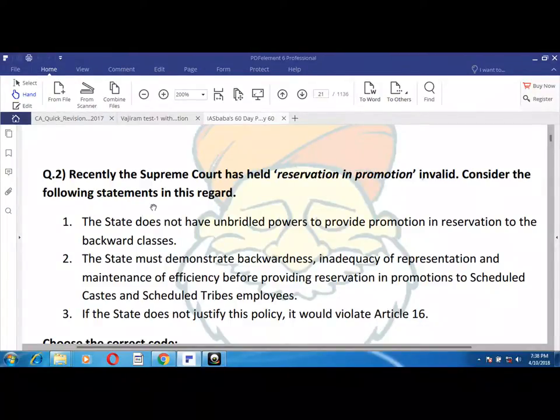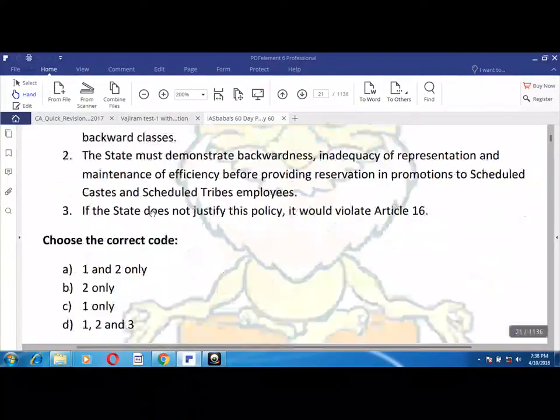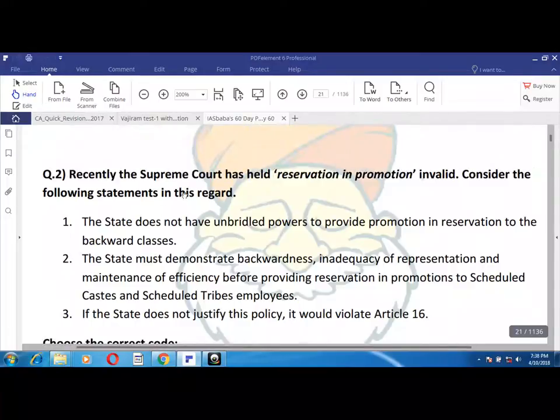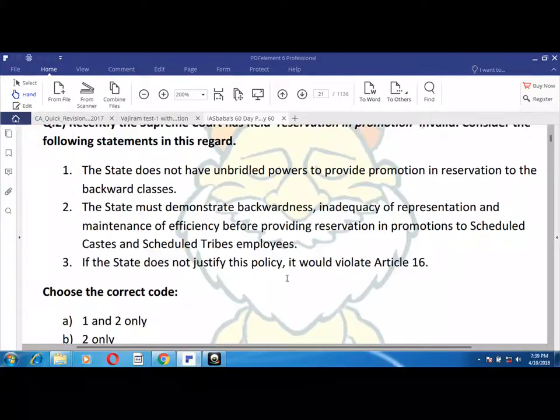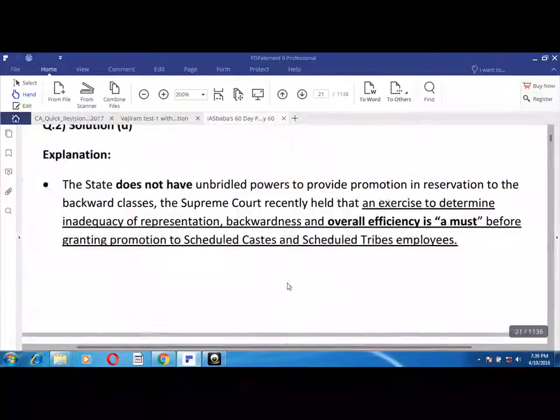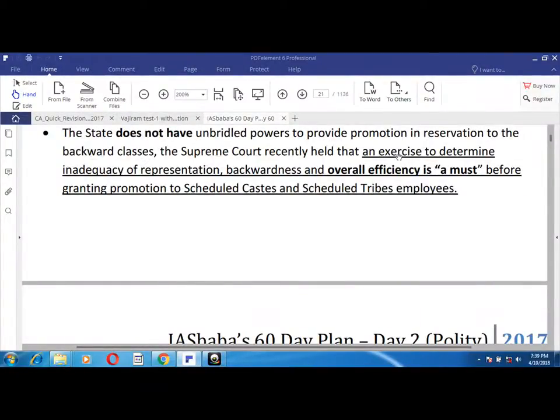Recently, the Supreme Court has held reservation in promotion invalid. Among the following statements with regard to these, 1, 2 and 3 are all correct. The state does not have an ungraded power to provide reservation in promotion to the backward class. The state must demonstrate backwardness, inadequacy of representation, and maintenance of efficiency before providing reservation in promotion to Scheduled Caste and Scheduled Tribe employees. If the state does not justify this policy, it would violate Article 16. The Supreme Court recently held that an exercise to determine inadequacy of representation, backwardness, and overall efficiency is a must before granting promotion to Scheduled Caste and Scheduled Tribe employees.